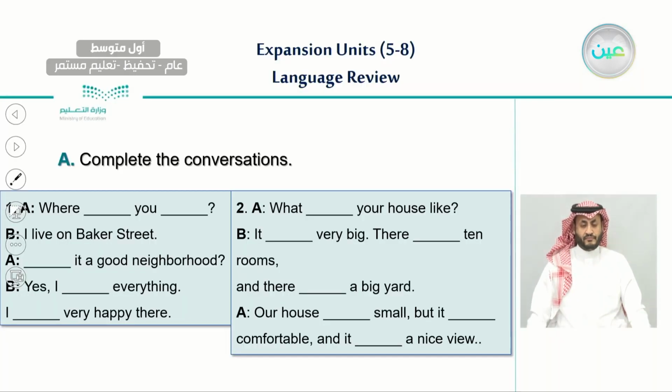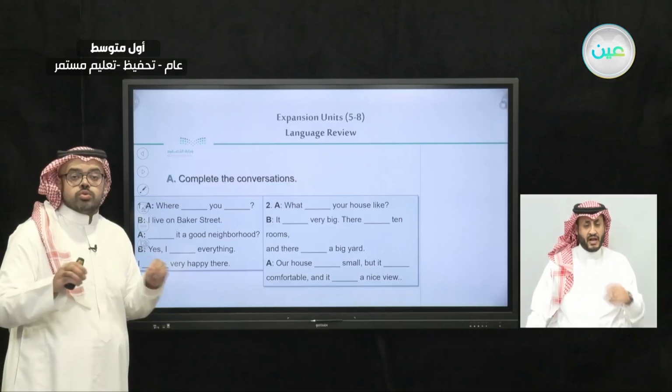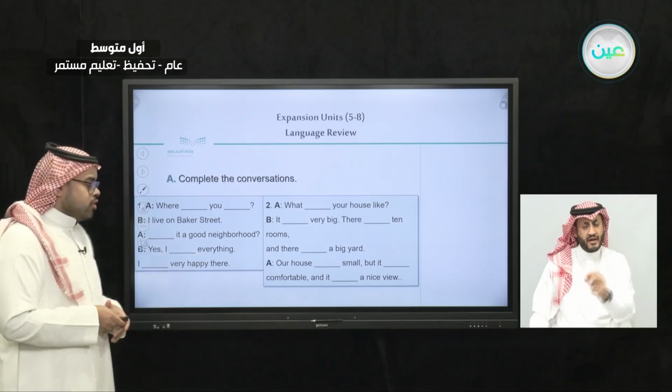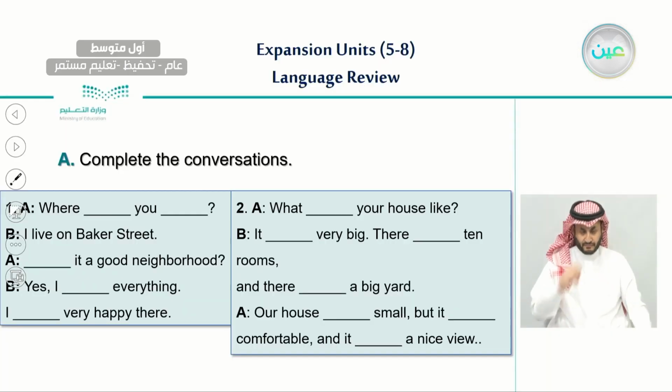So the first one, we have two conversations, number one and number two. Let's try to read them together and try to elicit the answers for each one. So number one, we have A and B, the first person and the second one.